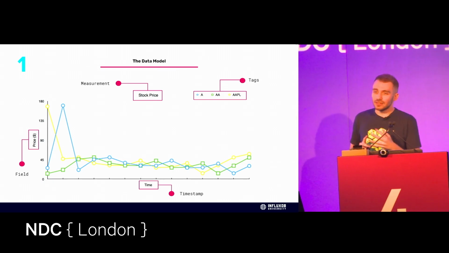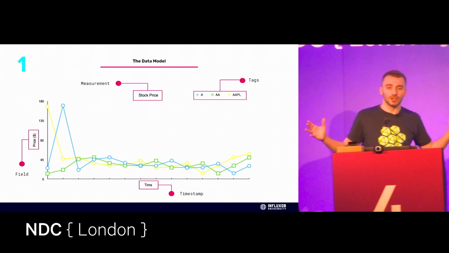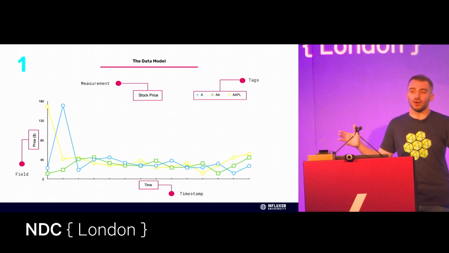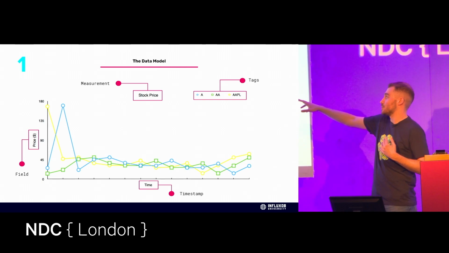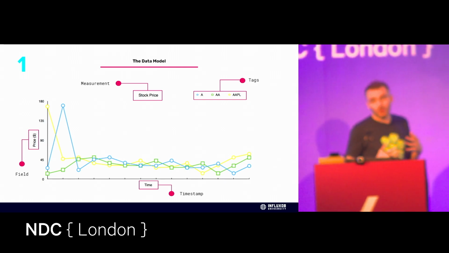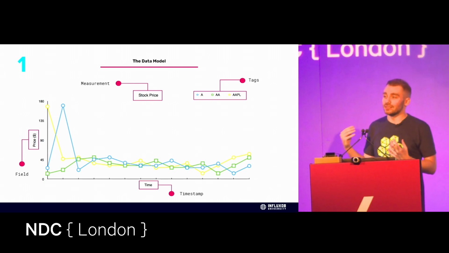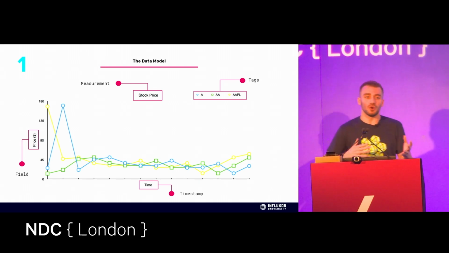So essentially, a measurement is your overall container, your describer of what's going on. So in this case, we're looking at stock price. So that's considered our measurement. The next thing to look at is tags. So tags to us are the way that you can drill into your data. That's how you filter your data and separate your data from one another.